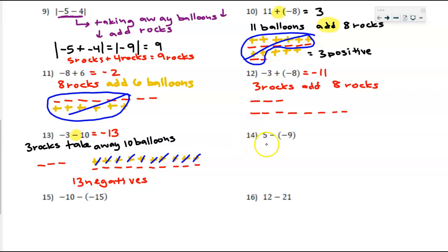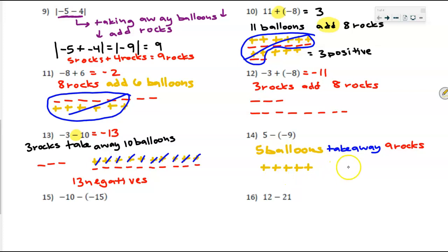Number 14, 5. That's a +5, so that's 5 balloons. And I need to take away, it says -9, so that's going to be 9 rocks. And already I can see, since this is a takeaway problem, I cannot just go ahead and put this in the basket. That would be an addition problem. Whatever I need to take away should already be in the basket. But I'm looking at this and I'm not seeing any rocks at all.